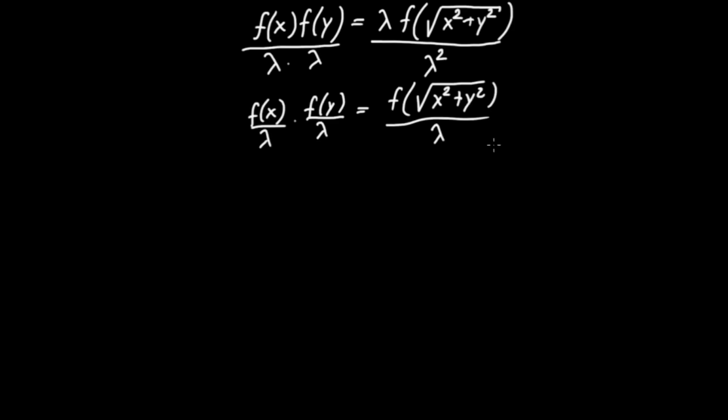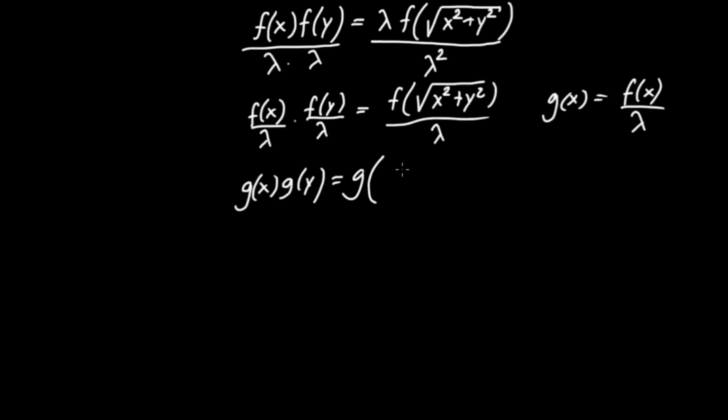So what I'm going to do is define a new function called g of x, which is going to be whatever f of x is divided by lambda. And what that definition allows me to do is say that g of x times g of y is equal to g of the square root of x squared plus y squared. Now f is really the function that I'm interested in this video, but to find f, what I'm going to do is find g first.